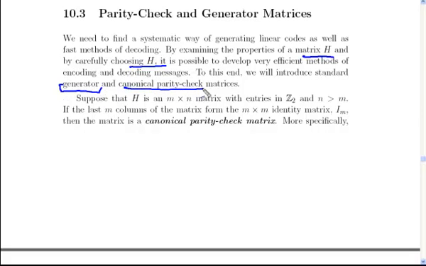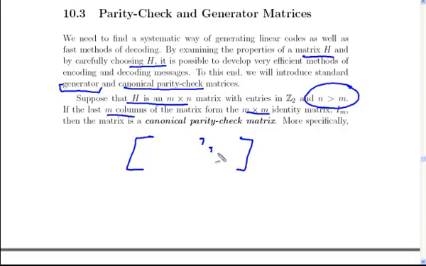canonical parity check matrices. All right, suppose we have this matrix H, and suppose that the last m columns form an m by m identity matrix. Now, typically you will have the number of rows less than the number of columns. So here we're saying the last m columns form an identity matrix. So it's going to look something like this. You're going to have 1, 1, 1, dot, dot, dot, 1, and then 0, 0. And then up here you're going to have stuff. The matrix will look like that.